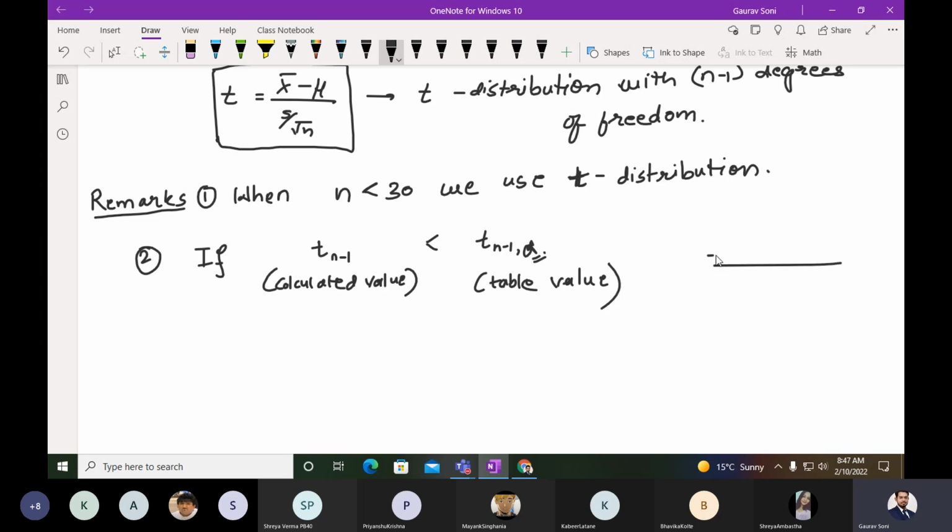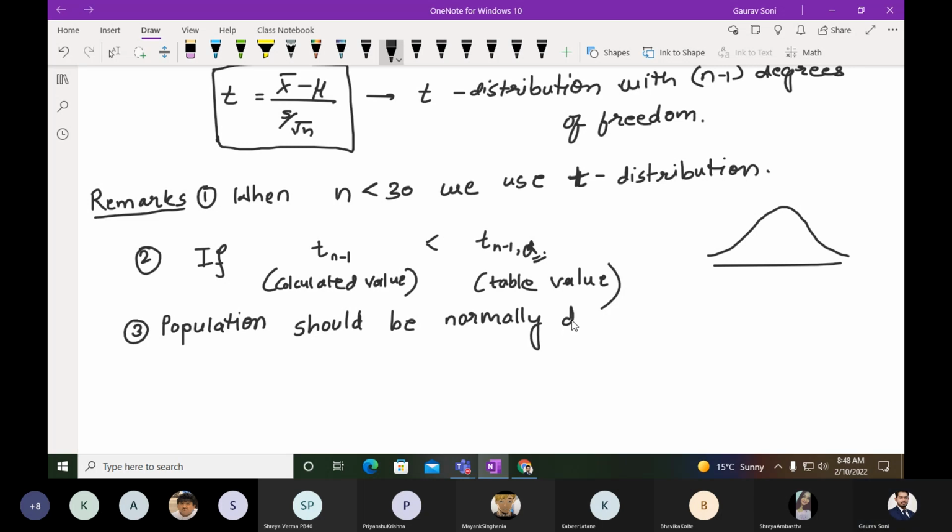But remember that when we are talking about the null hypothesis, the third remark is that the population is distributed normally. We should always make sure that if I am applying student's t distribution, then the population should be normally distributed. Now normal distribution, we have seen this. We have a bell-shaped curve in the normal distribution.